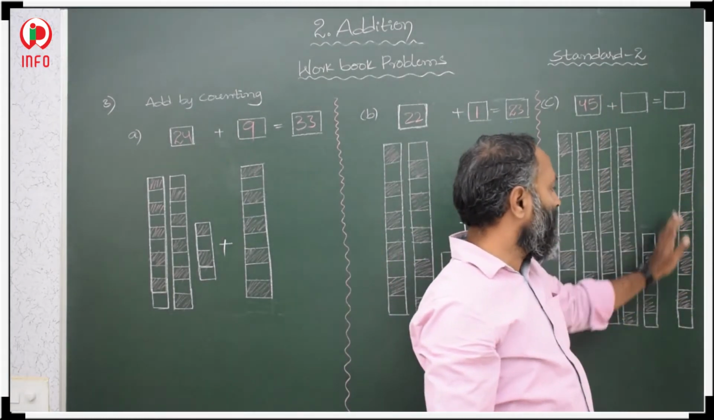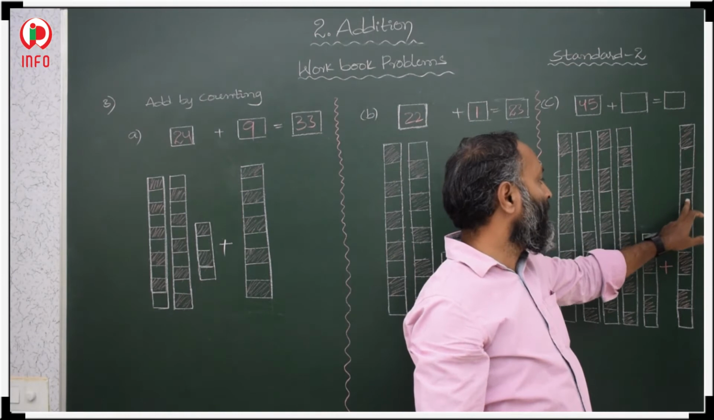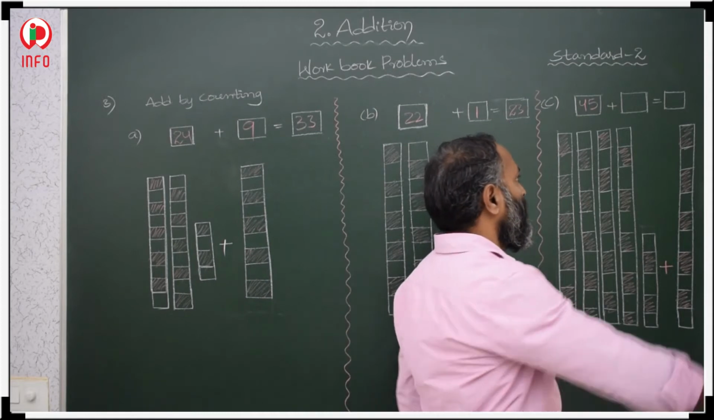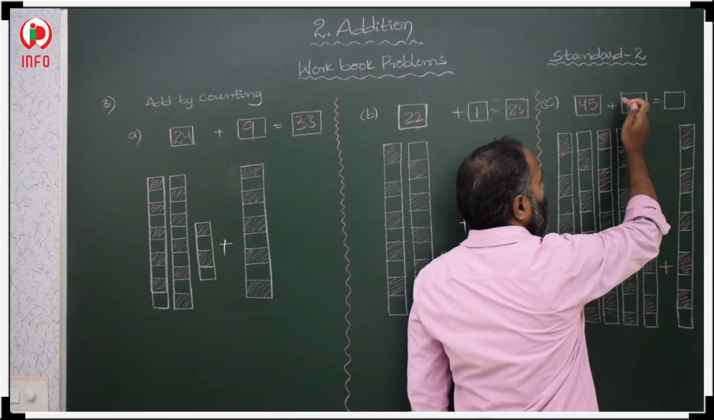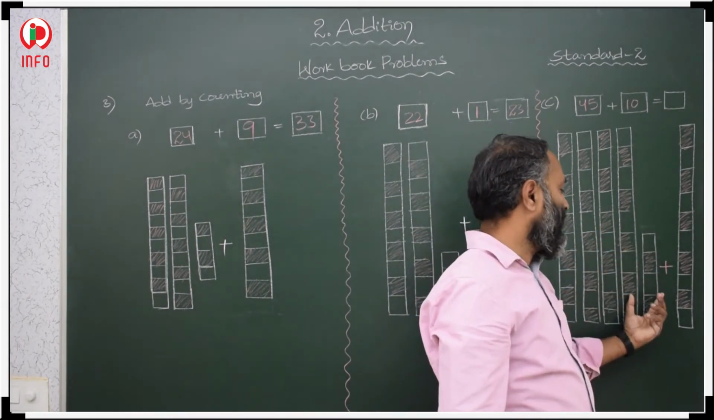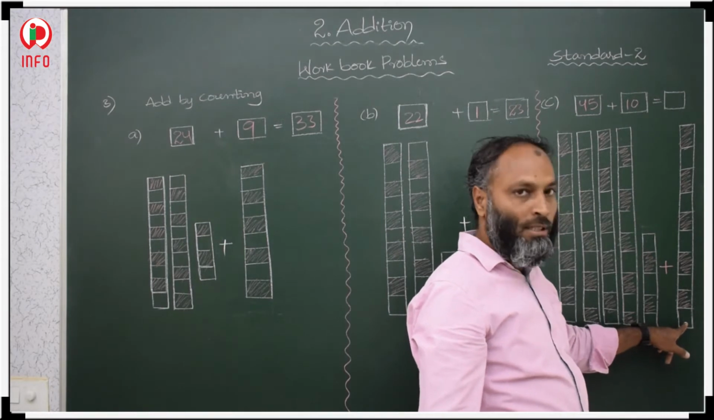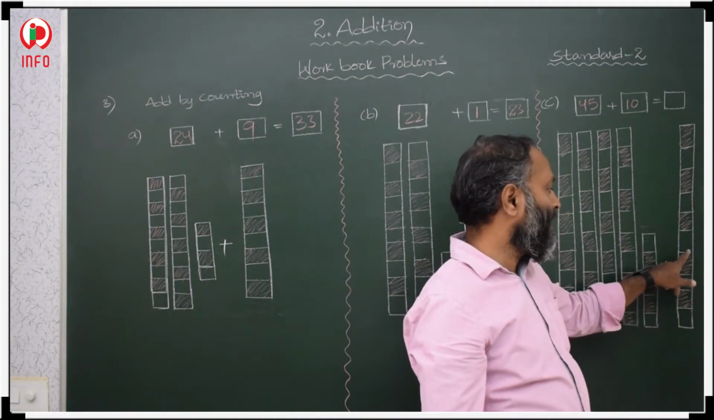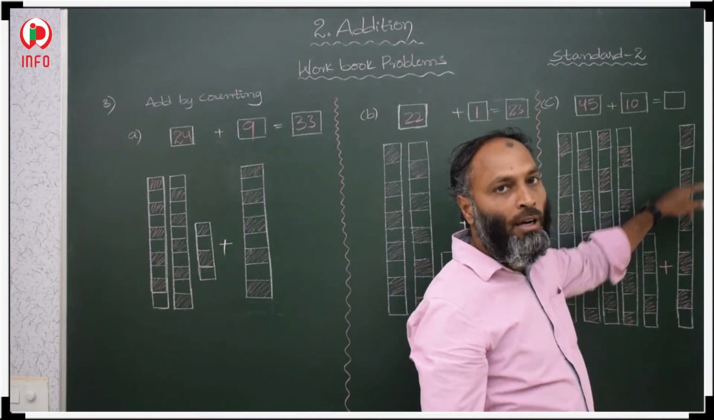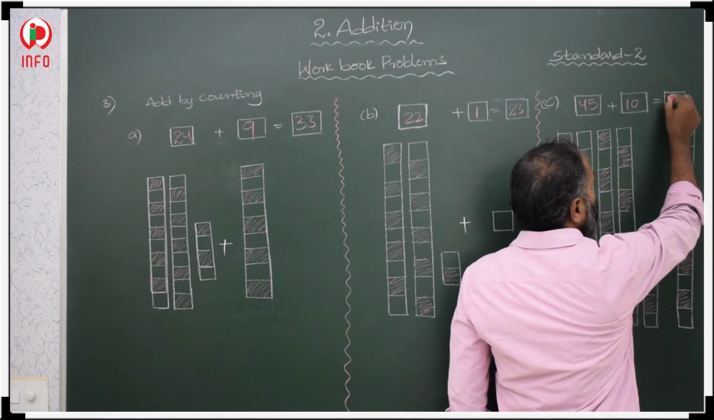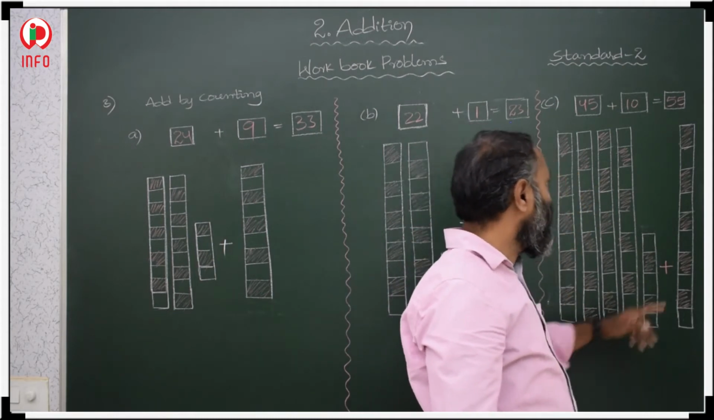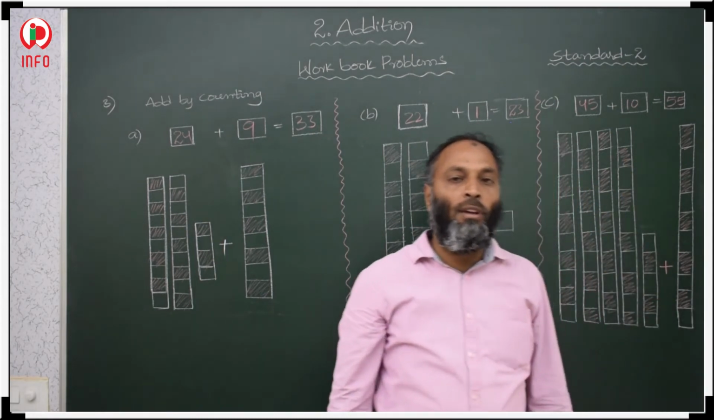And this is our second set: 1, 2, 3, 4, 5, 6, 7, 8, 9, 10. In the second set, how many boxes were there? 10. 45 plus 10, how much? So adding by counting, count and add. Here we have 45 boxes, then 46, 47, 48, 49, 50, 51, 52, 53, 54, 55. So what is our answer? 55 is our answer. So like this we have to count and we have to add.